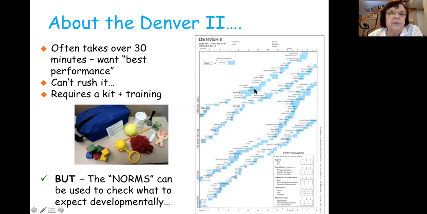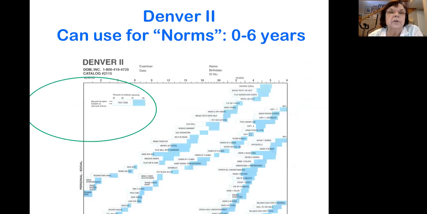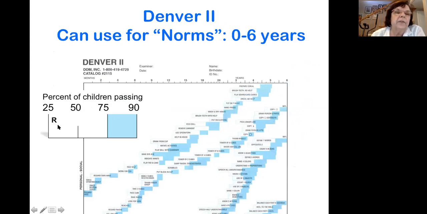And I will share with you the items. On the left-hand side, this R means 25% of children can accomplish a certain task at that particular age. This hash mark is 50%. This one on the left side of the blue border is 75%, and on the right, by that point, 90% of children can do a certain behavior.